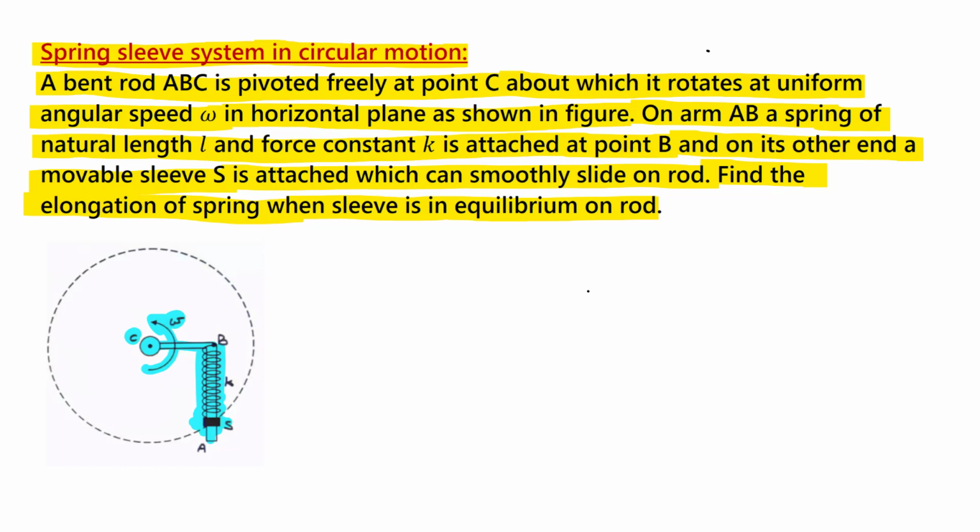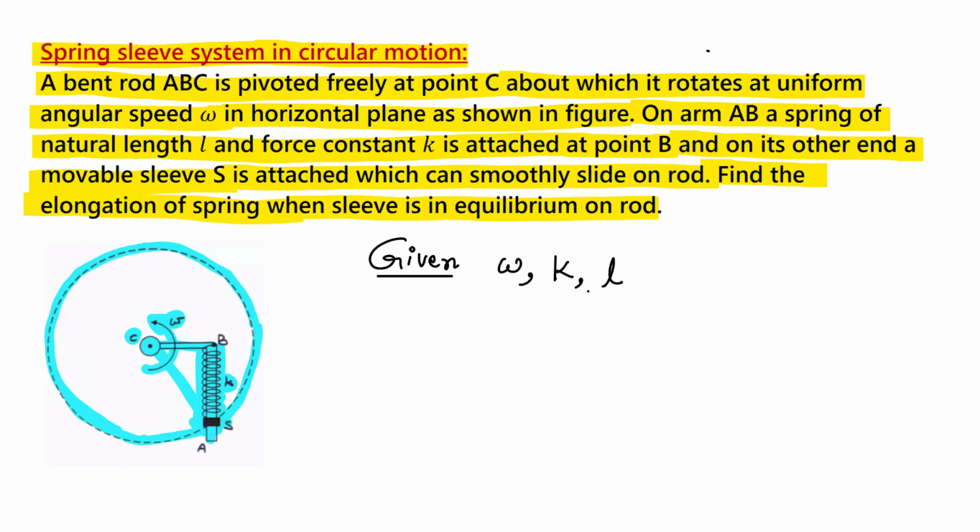So if you see, this sleeve is basically rotating in a circle. So this is the path of this sleeve. Force constant of the spring is given, so that is K. So what are the things that are given? We have been given omega, that is the angular velocity by which this is rotating, that L kind of shape of rod, K is given, and then the natural length of the spring is also given, that is L.